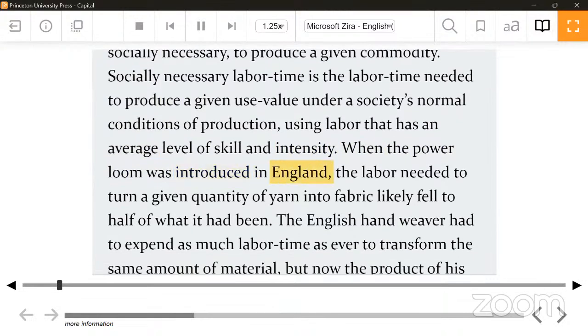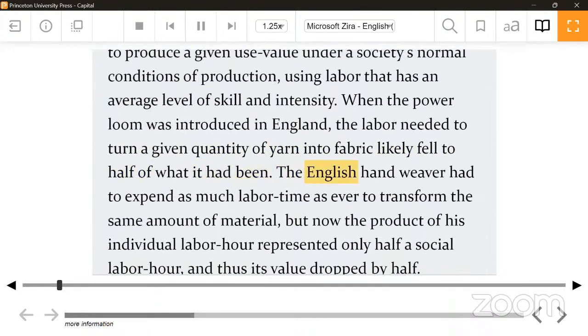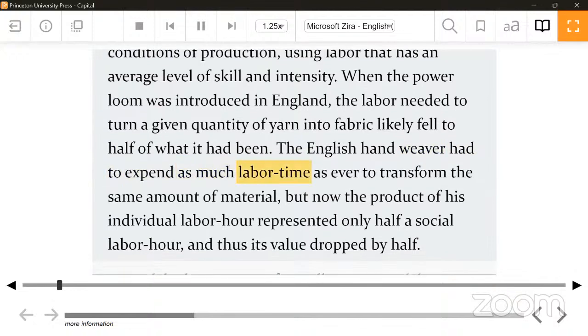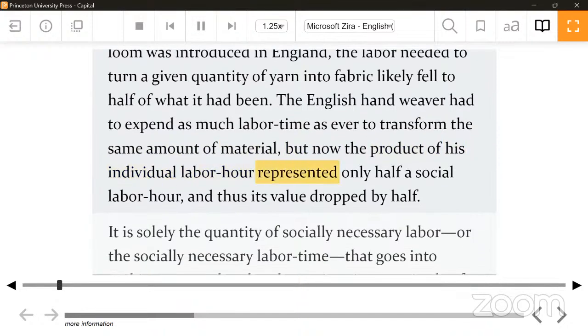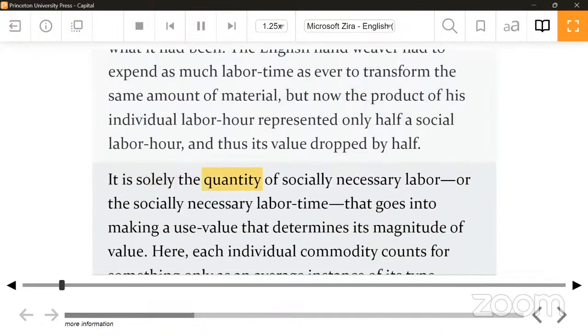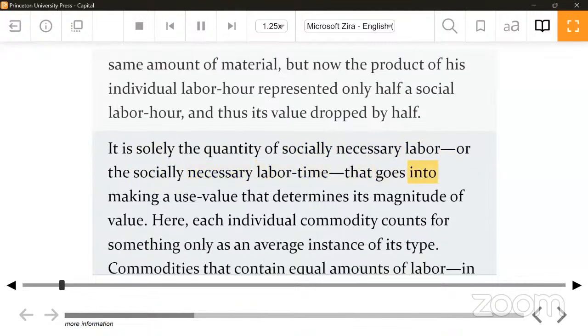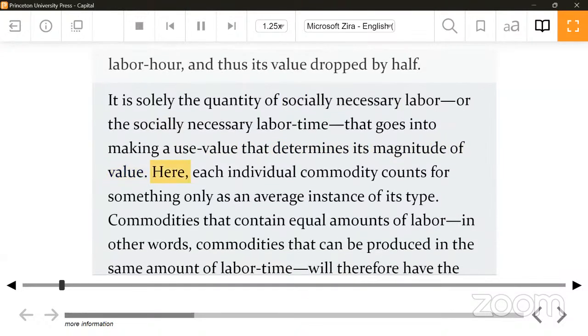When the power loom was introduced in England, the labor needed to turn a given quantity of yarn into fabric likely fell to half of what it had been. The English hand weaver had to expend as much labor time as ever to transform the same amount of material, but now the product of his individual labor hour represented only half a social labor hour, and thus its value dropped by half. It is solely the quantity of socially necessary labor or the socially necessary labor time that goes into making a use value that determines its magnitude of value.